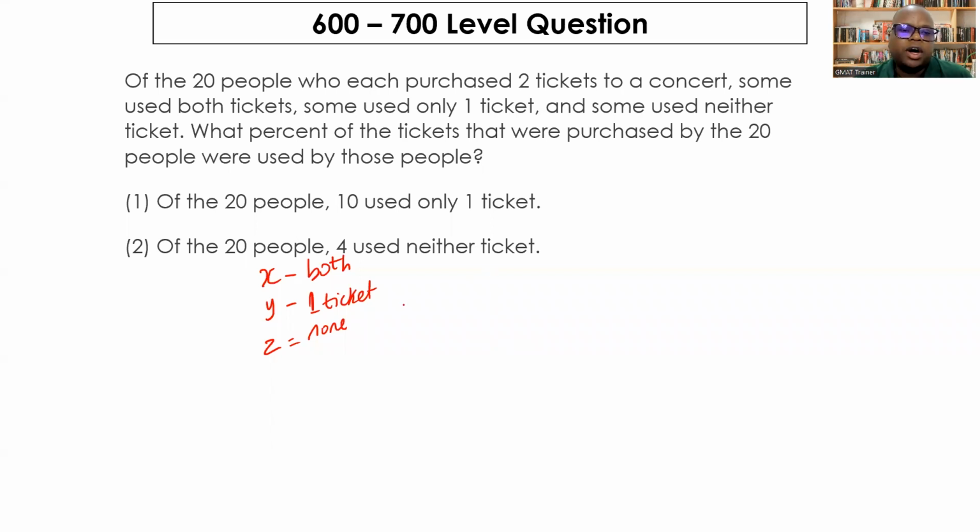Now this means that if you add these 3, you'll get 20. That is X plus Y plus Z equals 20. Now that is for the number of people we have in place. So X used both tickets, Y used only 1 ticket, Z didn't use their tickets. So for the number of tickets, it will be 2X, which are the tickets used.